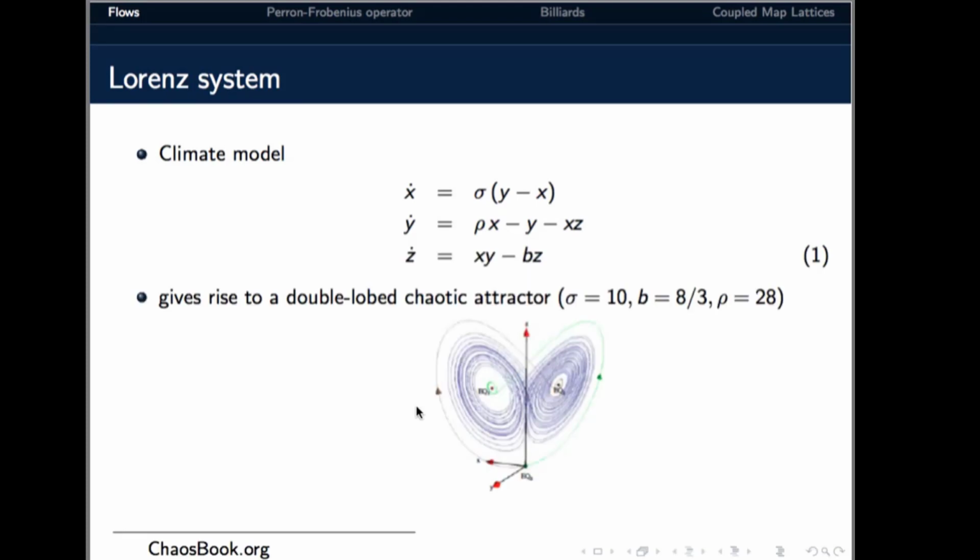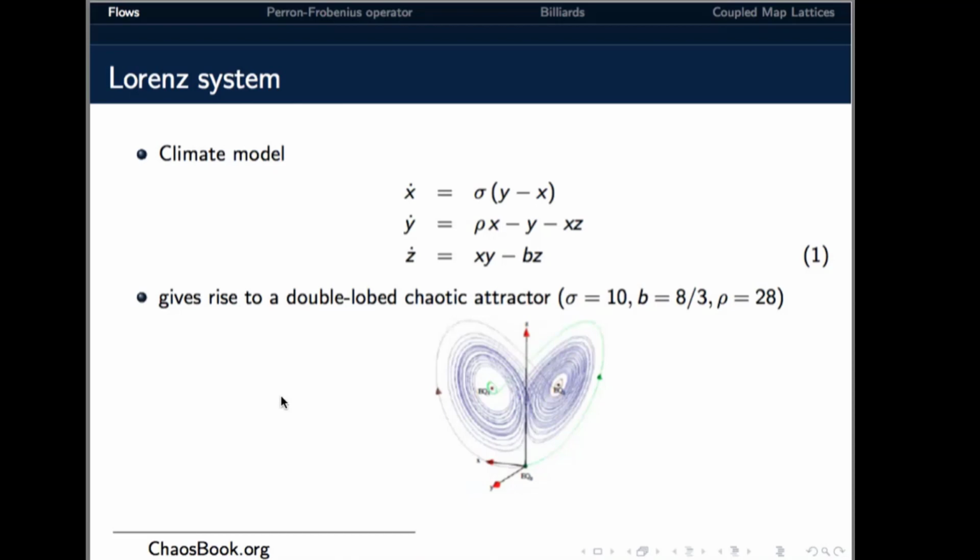That is a figure from a chaos book. For some values of the parameters sigma, b, and rho, and with variables x, y, and z, we have this two-lobe chaotic attractor. Basically, the dynamics sticks to these two lobes, and it's actually chaotic. So there's chaos.